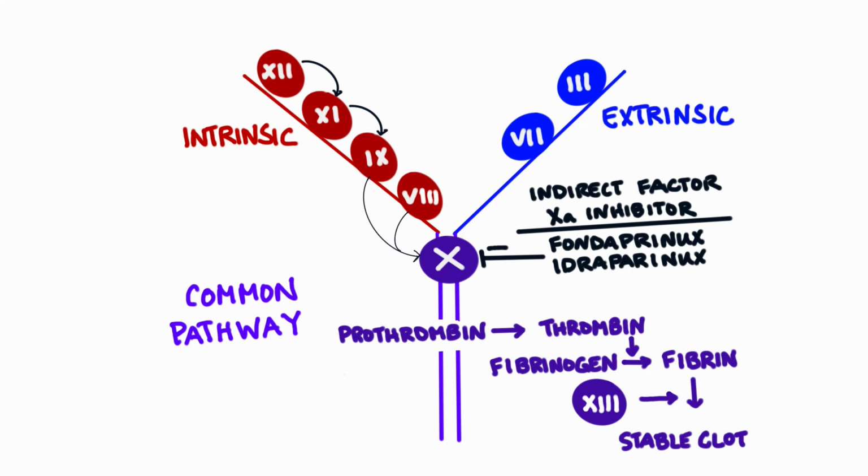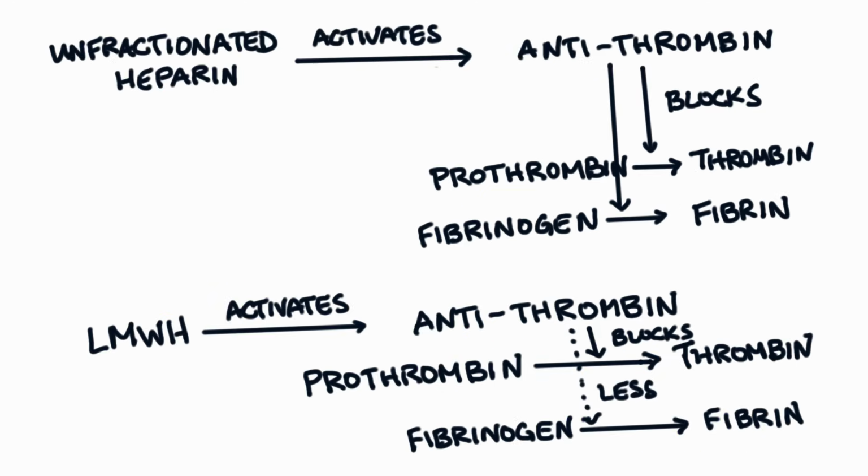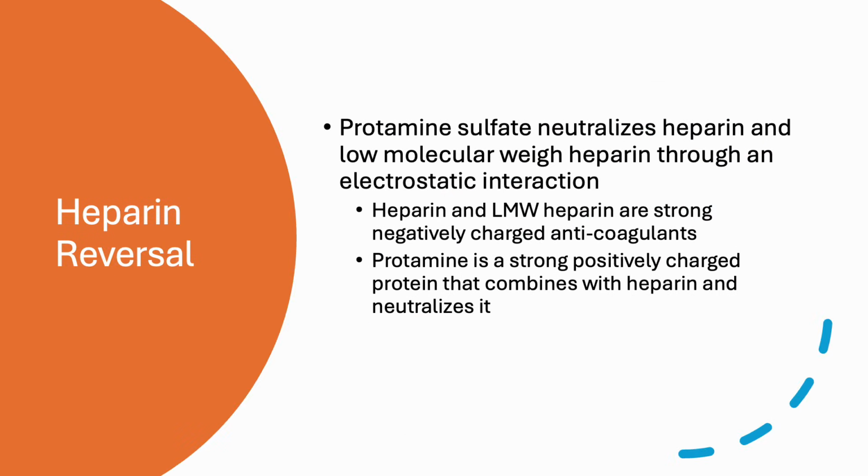Here I'm showing you some indirect factor 10A inhibitors. These are the low molecular weight heparins. They act on 10A much the same way as heparin did. It's indirect. It activates antithrombin that blocks prothrombin from becoming thrombin, and to a lesser extent, fibrinogen becoming fibrin. Now, what if you have someone hemorrhaging who's on one of these medications? Well, then you're going to have to reverse the heparin.